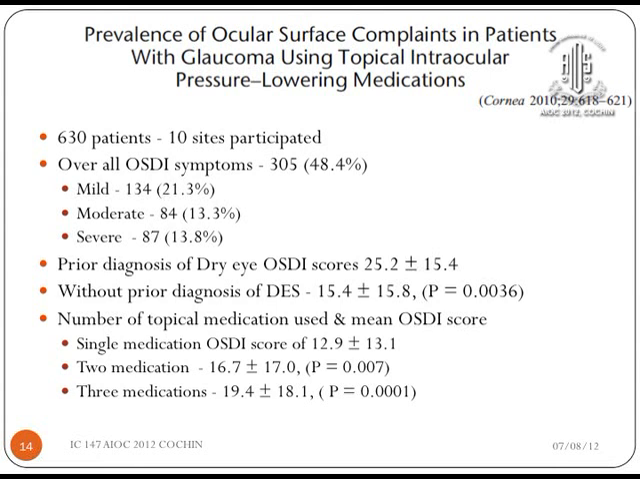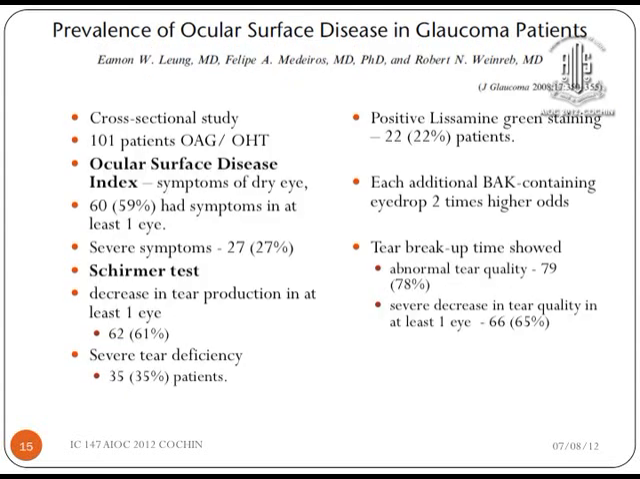And if the patients were on single medication, the OSDI score was 12%. Two medications, the score was 16%. And three glaucoma medications, the score was 20%. So you can see as the number of medications increases, the patients become more and more symptomatic.